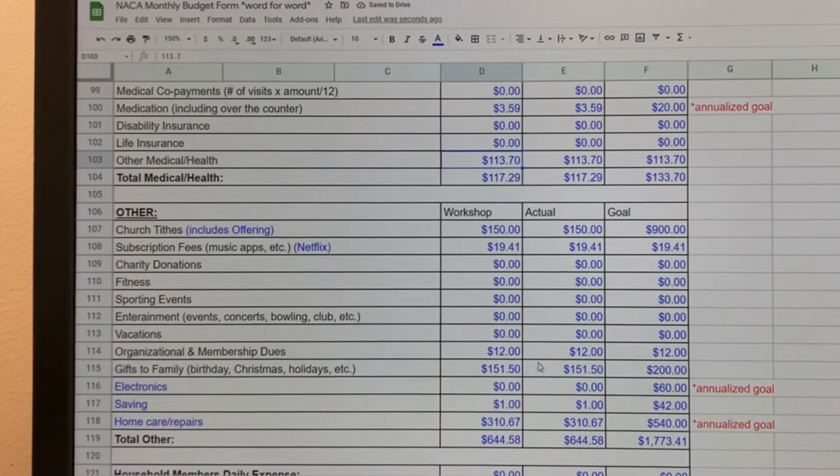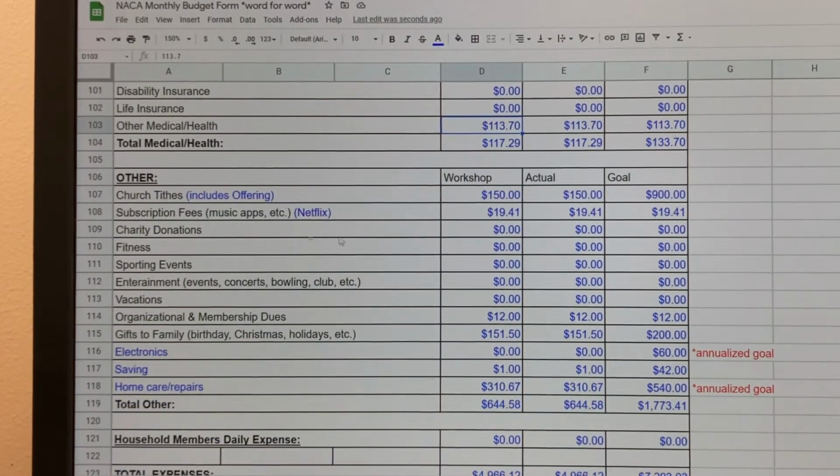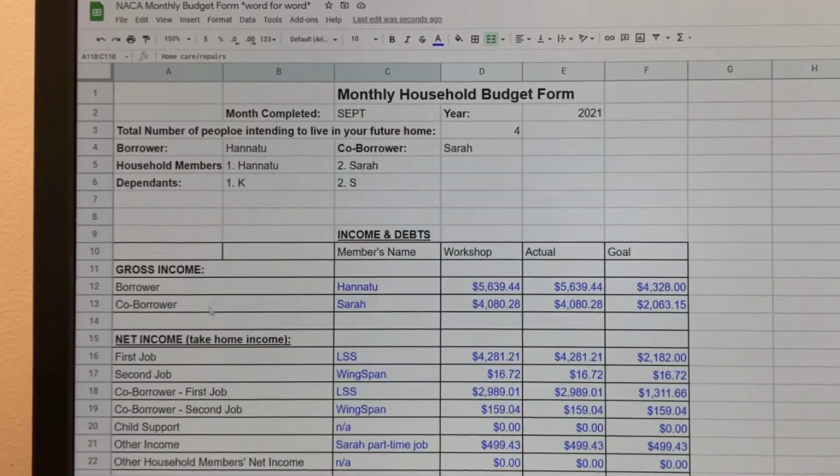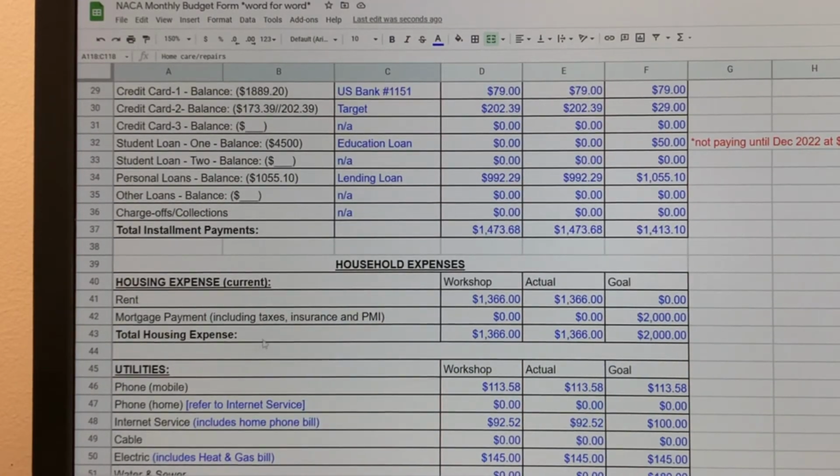Yeah, that's good. And then in other, we have tithes and offerings, subscriptions, donations, fitness, sport events, etc. And then I added in electronics, savings, and home repairs because there's nowhere else that I could think of that would work for this. It just didn't make sense in my mind.